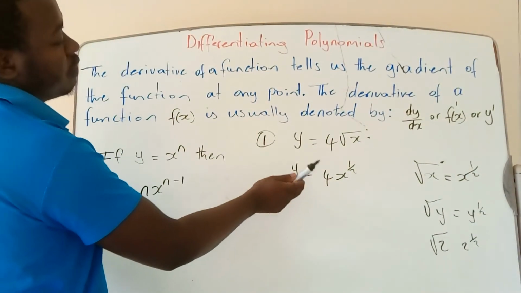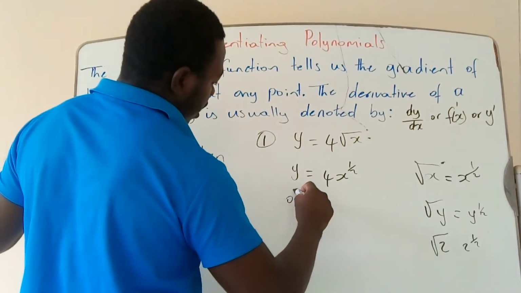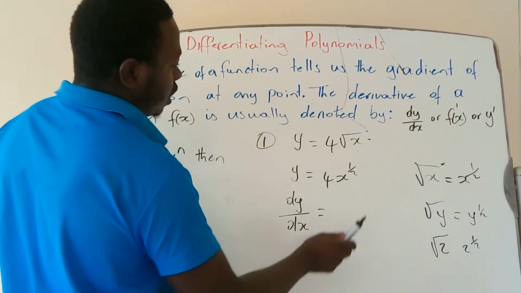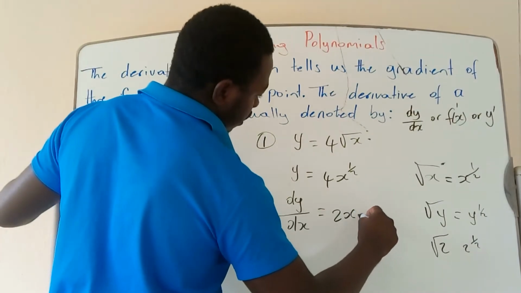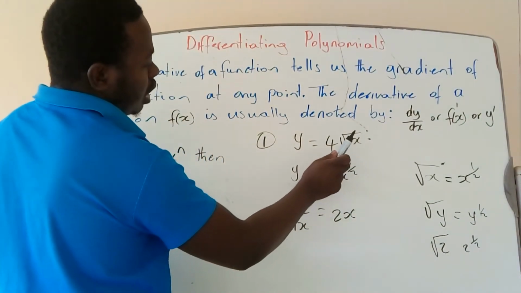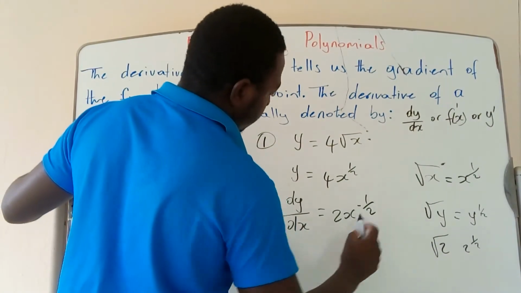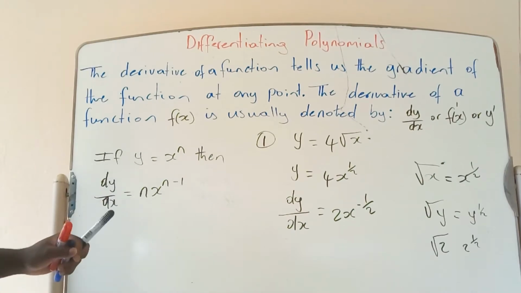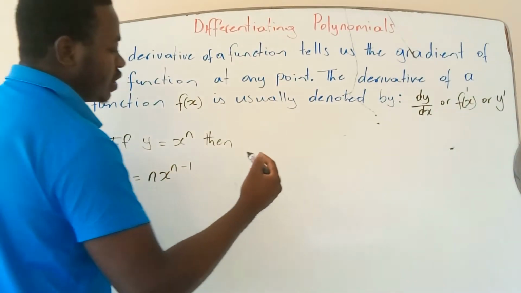And then now we can differentiate this function using the power rule to see that dy by dx is equal to half times 4, which will give us 2x. And then if you subtract, a half minus 1 will give you negative a half. And that's how you would differentiate a function using the power rule. So let's look at the next problem.